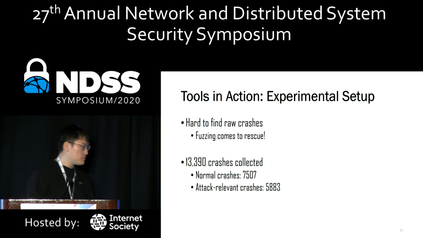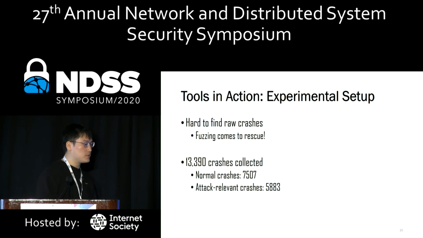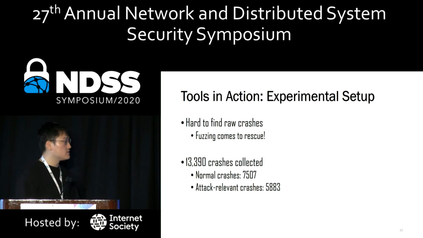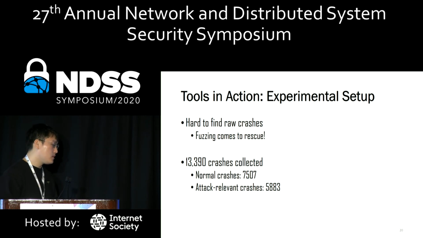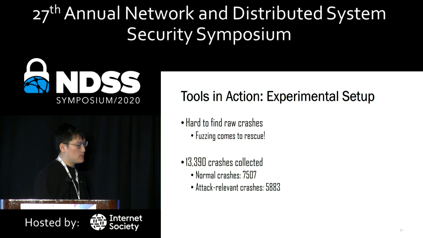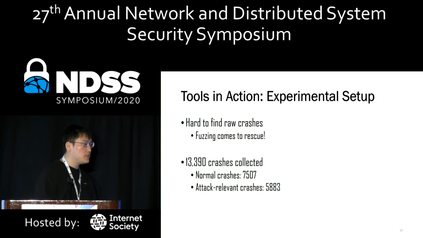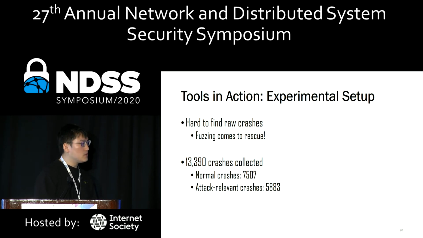In terms of the experiment setup, one of the hard problems is to find open source crashes, as we discussed, because of the privacy issue. So we collect all the POCs for CVEs, and then we use fuzzing to collect more. In total, we collected more than 13K crashes from various benchmarks, including FFmpeg, PHP, Chocolate Doom, Firefox, and also crashes caused by the DEF CON CTF.